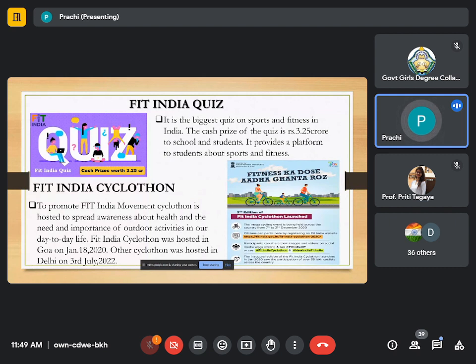Next is the Fit India Cyclothon. This is another program launched under the Fit India movement to spread awareness about health and the need for outdoor activities in day-to-day life. Various cyclothons are hosted in India. One was organized in Goa on 18 January 2020, and another was hosted in Delhi on 3rd July 2022.